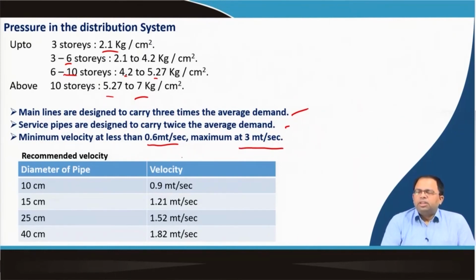So this is the range within which we have to keep our velocity, and based on that we can use different diameters of pipelines. But even though this is the range, there are certain recommended velocities which we should adopt for different diameters of pipeline, because that will result in optimum cost and optimum efficiency. So for a 10 centimeter diameter pipeline, the recommended velocity is around 0.9 meter per second, whereas for a 40 centimeter diameter pipeline, it is 1.82 meter per second. That is still within this 3 meter per second limit.